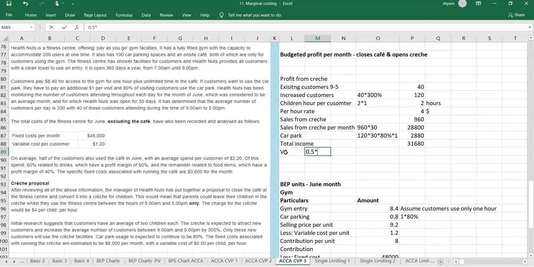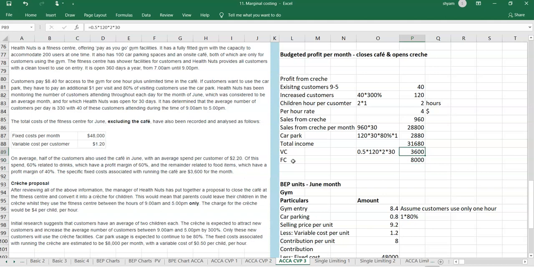0.5 per child. So how many children will be there? There will be 120 customers, and each customer will bring 2 children. This will be for 1 day, and for 30 days it would be this. So this would be the variable cost. So let's get the fixed cost. Fixed cost would be 8,000 per month.